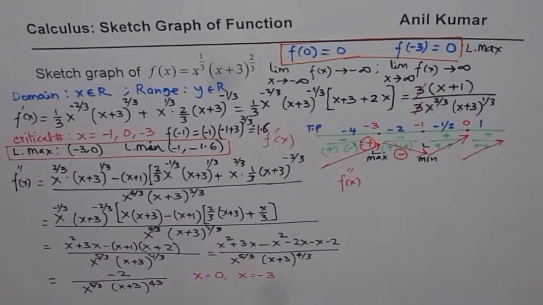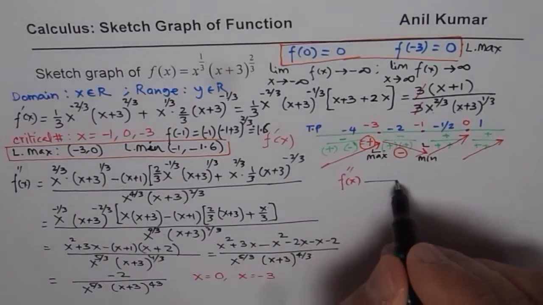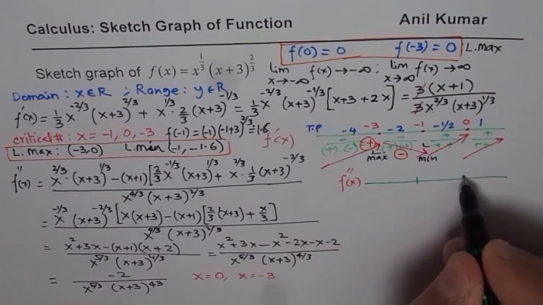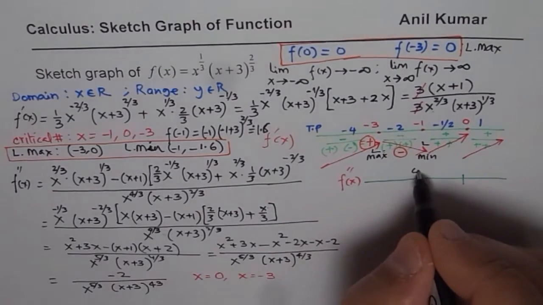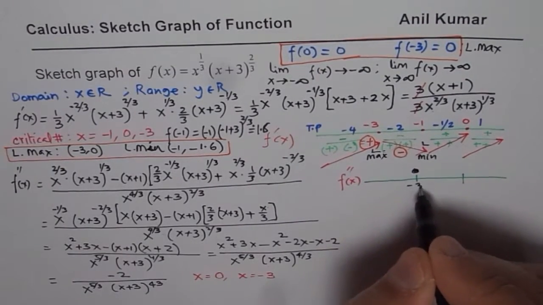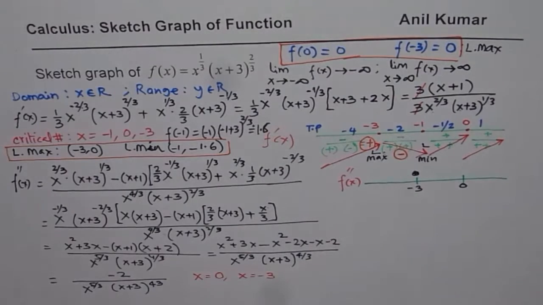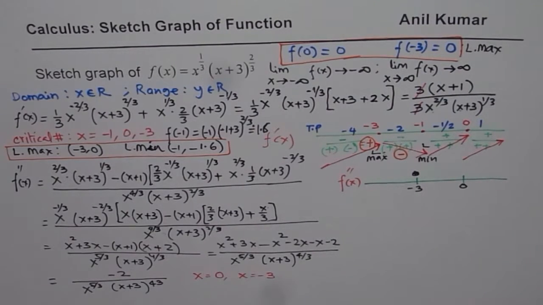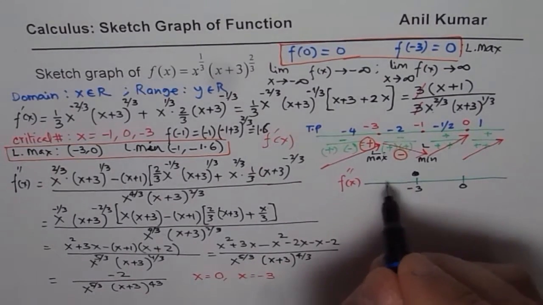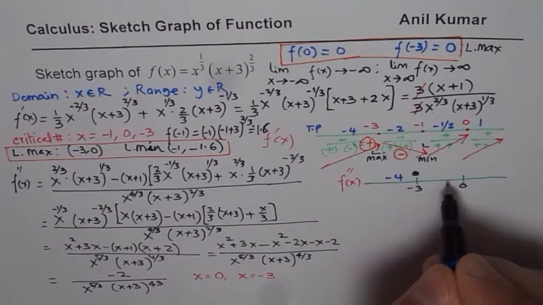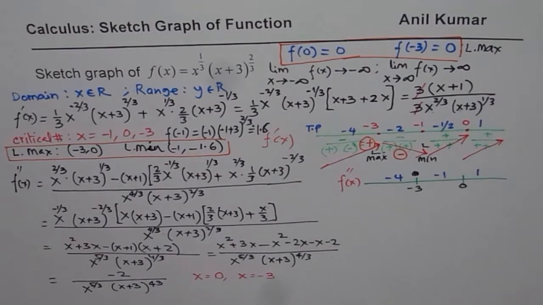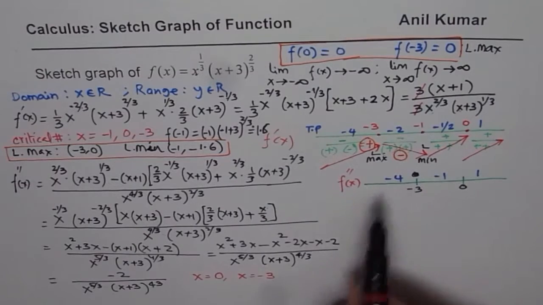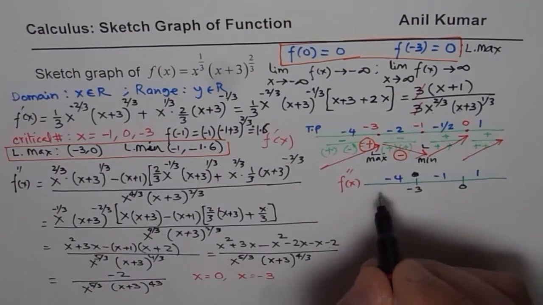So let us analyze these two points for the second derivative. We'll analyze concavity on either side of these two points, which is -3 here and 0 on this side. So let me take a test point on either side. From negative infinity to -3, -4 is a good point, -1 between -3 and 0, and 1 on this side.